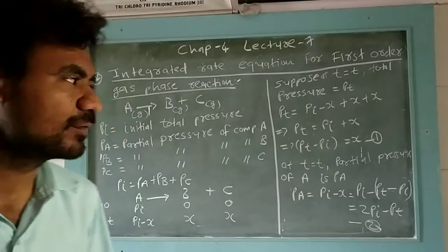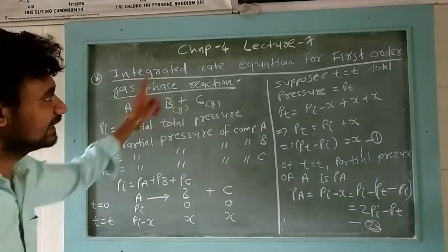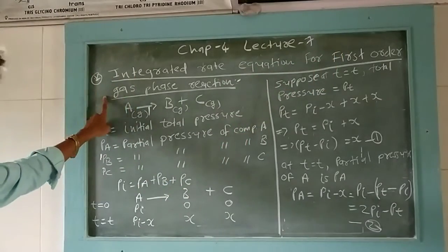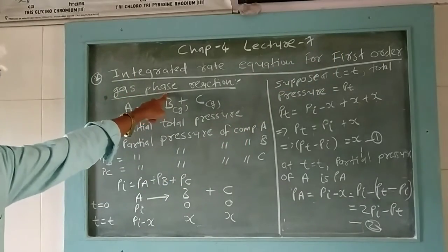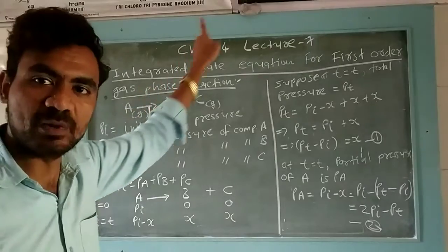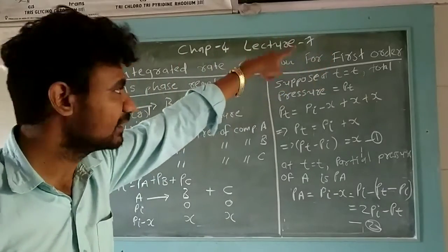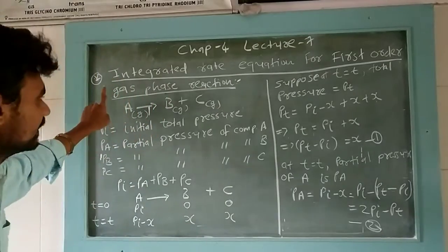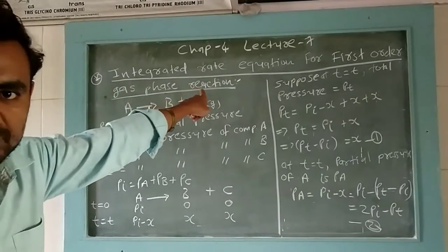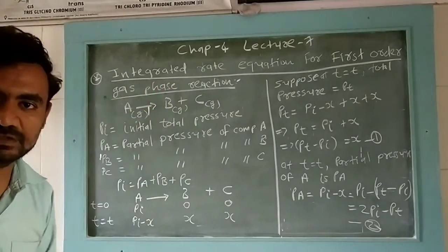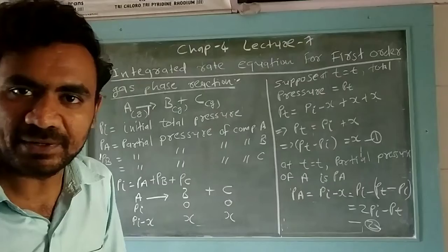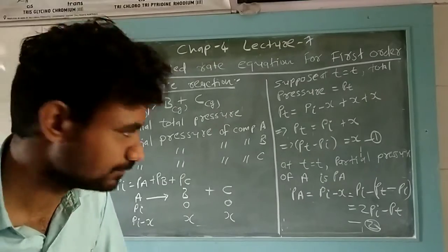Now in this video we are going to discuss the integrated rate equation for a first order reaction when the reaction is in gas phase. Yesterday we learned about first order reaction, but that was in case of liquid and solid phase. Now here the reaction is in gaseous phase. So instead of concentration we are using partial pressure here. Pressure term we are going to use here.